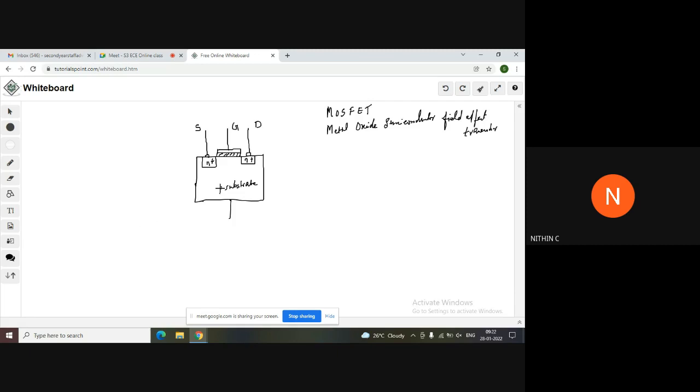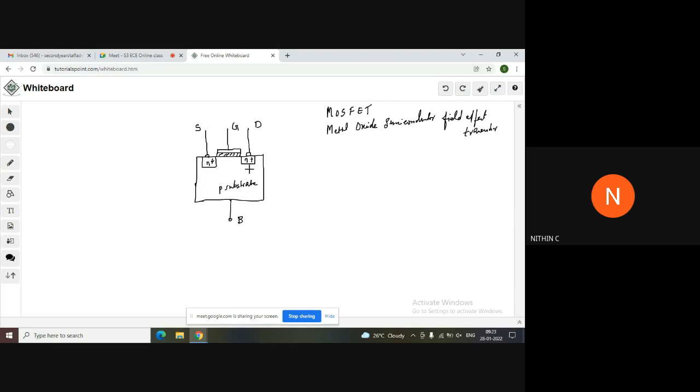In case of MOSFET, it's again a 3-terminal or 4-terminal device, because we have a fourth terminal called the body terminal or B terminal. The main terminals are source, gate, and drain. If you closely observe, we have the metal oxide semiconductor. This is the metal part, this shaded region is the oxide part, and then you have the P-type semiconductor.